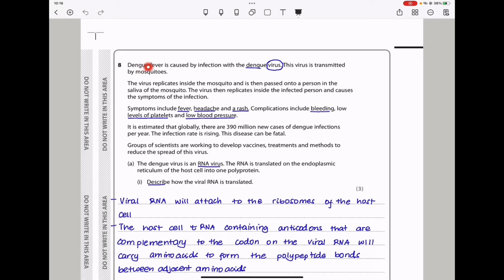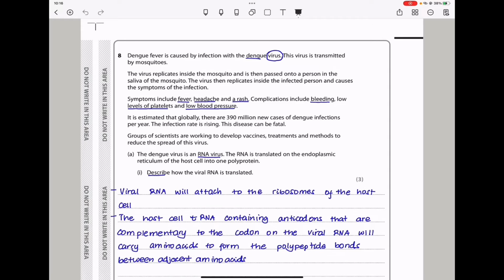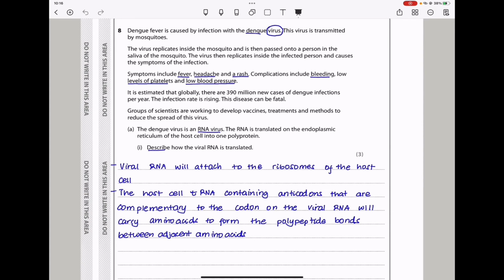Question 8. Dengue fever is caused by infection with a dengue virus. This virus is transmitted by mosquitoes. The virus replicates inside the mosquito and is then passed onto a person in the saliva of the mosquito. The virus then replicates inside the infected person and causes the symptoms of the infection. Symptoms include fever, headache, and a rash. Complications include bleeding, low levels of platelets, and low blood pressure.